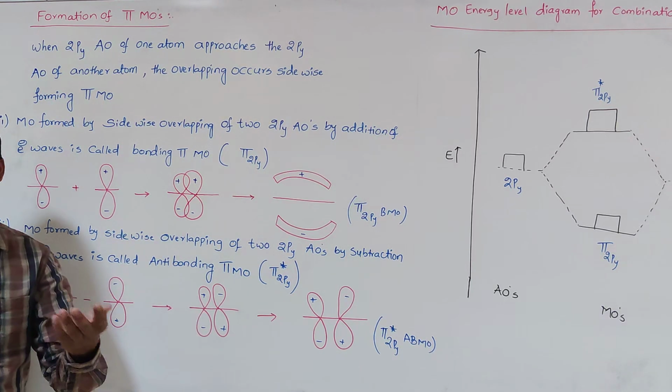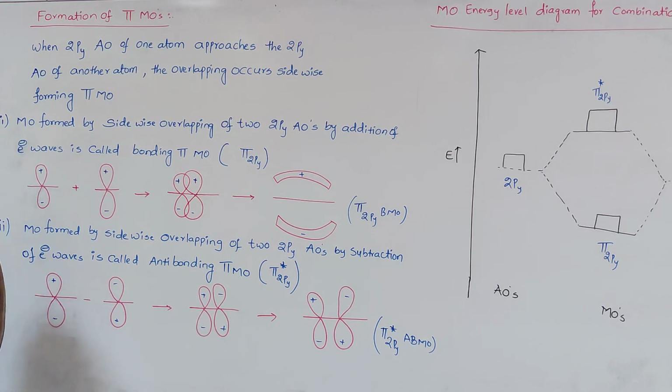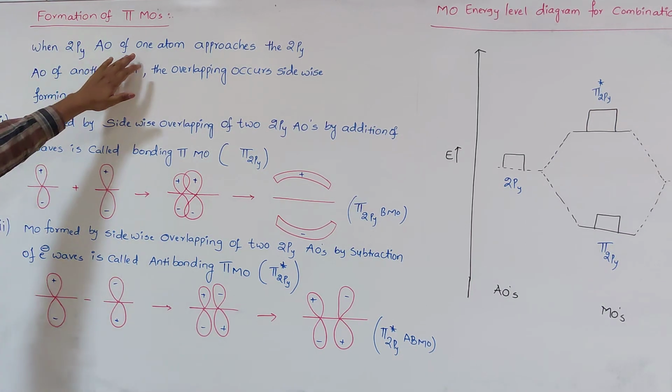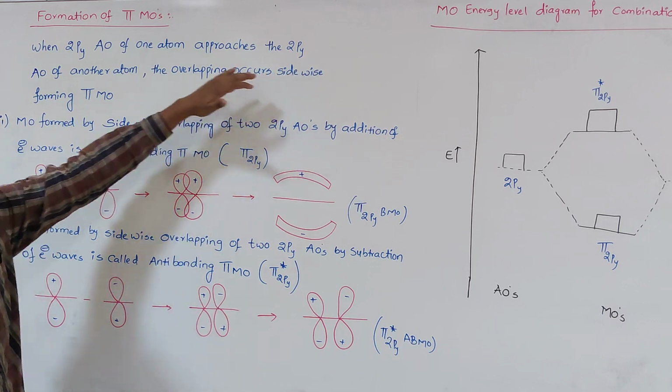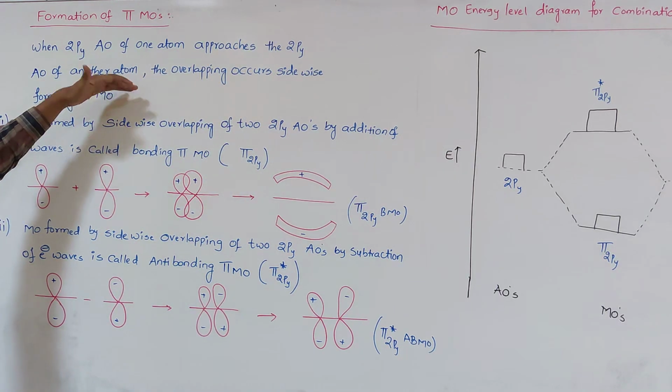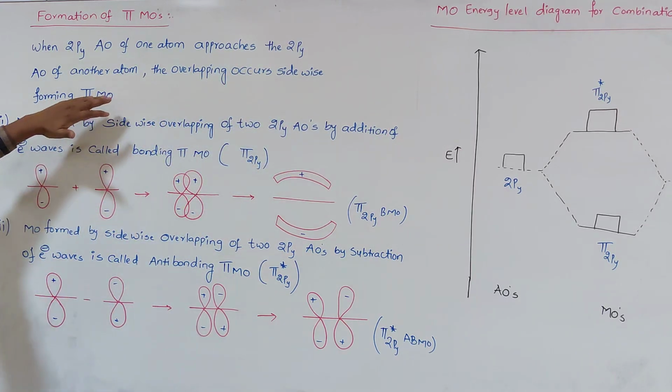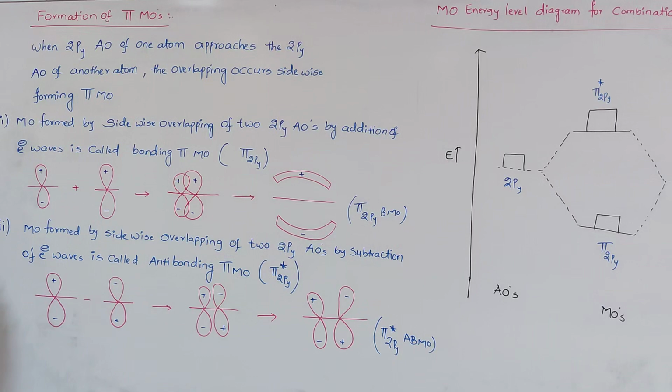You know very well the pi bond formation takes place by the sidewise overlapping. Now let us take first the 2py orbitals. When the 2py atomic orbital of one atom approaches the 2py atomic orbital of another atom, the overlapping occurs. That overlapping is sidewise, and it results in the formation of the pi molecular orbitals.